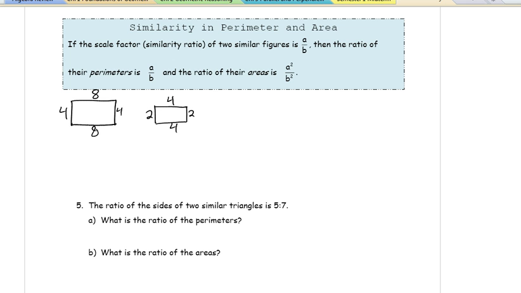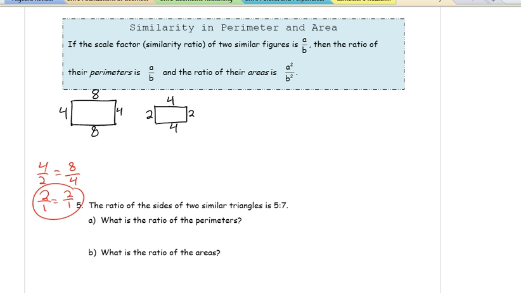So if I were to ask you to find the scale factor from big to small, you would do 4 over 2 is equal to 8 over 4, just matching up sides. You don't have to do it again because that would just be more work. 4 over 2 is equal to 2 over 1. 8 over 4 is 2 over 1. There's your scale factor from big to small. So that's your scale factor of your sides, or your ratios.